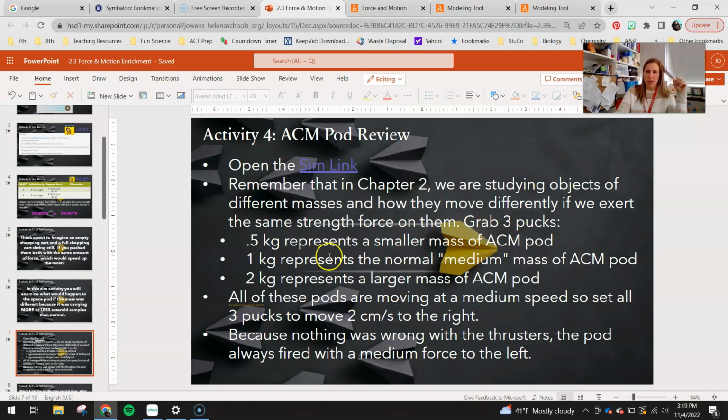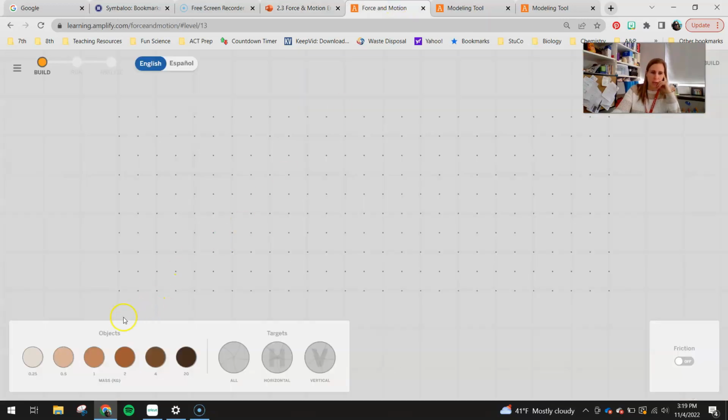The 1 kilogram puck is going to represent your normal pod that has what we're going to refer to as a medium mass. So it has just the right amount of asteroids. And the 2 kilogram pod is going to represent a larger mass of ACM pod. So if we were to have something that went out, collected too many samples, and overall that pod had a larger mass than normal. All of these pods are going to be moving at a medium speed, so set all 3 pucks to move at 2 centimeters per second to the right. So let's go ahead and do that now.